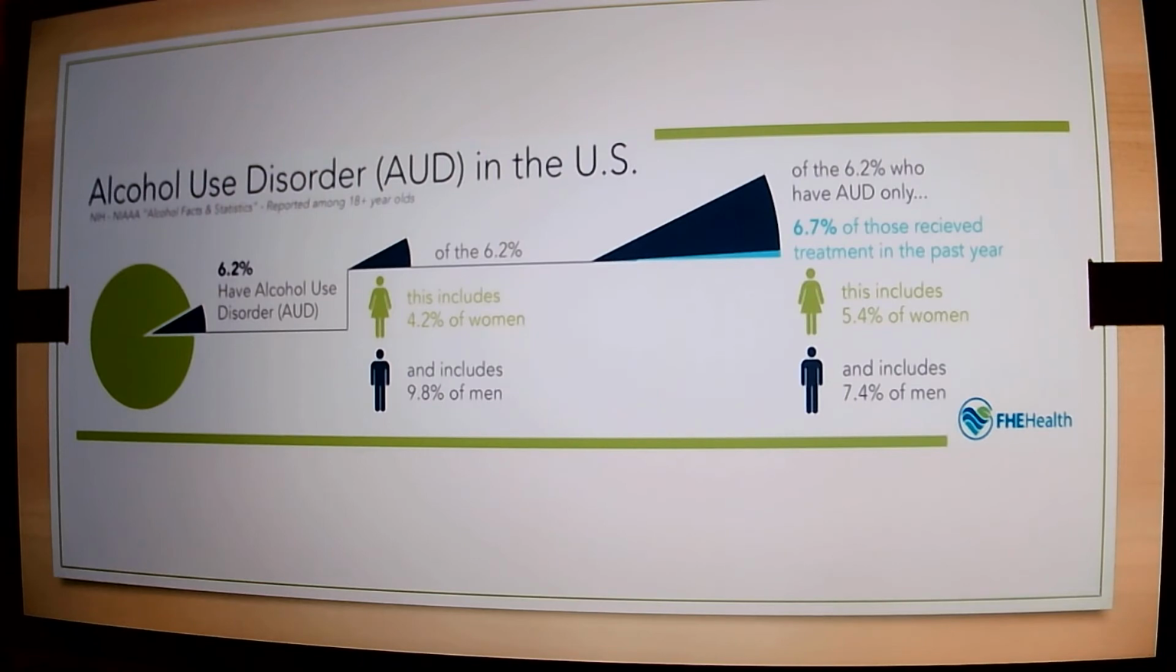So, alcohol use disorder in the United States. We know treatment's available. Let's take a look at how many people 18 years or older utilize the actual resources that are available in our country. 6.2% have alcohol use disorder. Of the 6.2%, this includes 4.2% of women and 9.8% of men. Of that 6.2% who have AUD, only 6.7% received treatment in the past year.